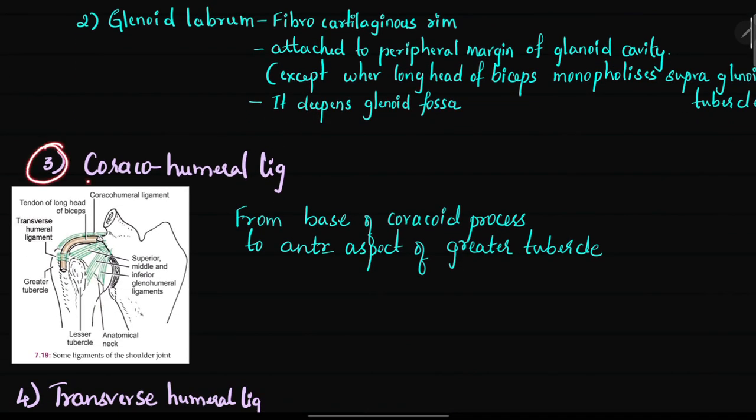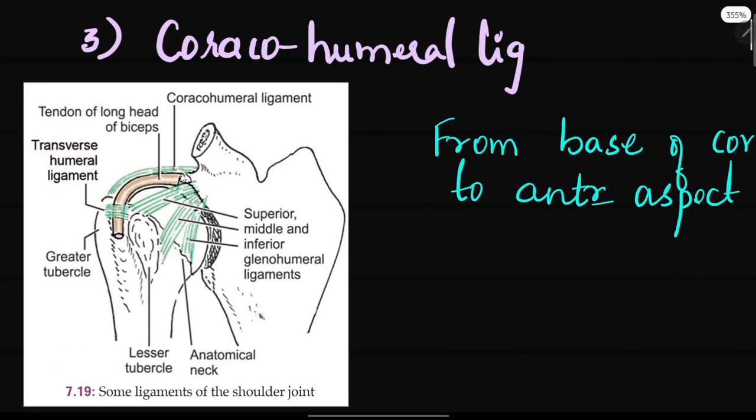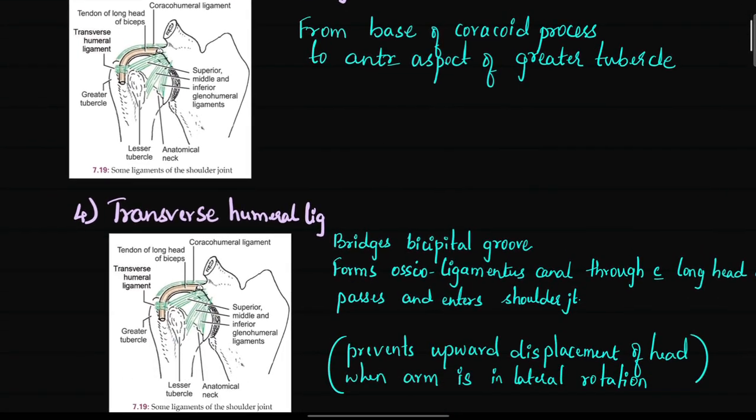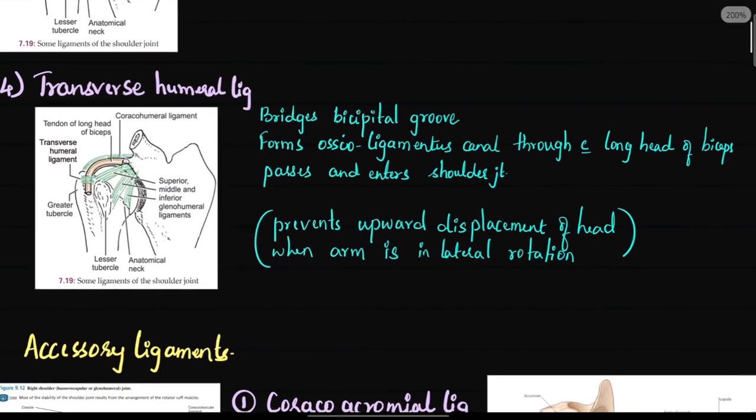The next ligament is the coracohumeral ligament. You can see the coracohumeral ligament here. It attaches from the base of the coracoid process of the scapula to the greater tubercle of the humerus, on the anterior aspect of the greater tubercle.